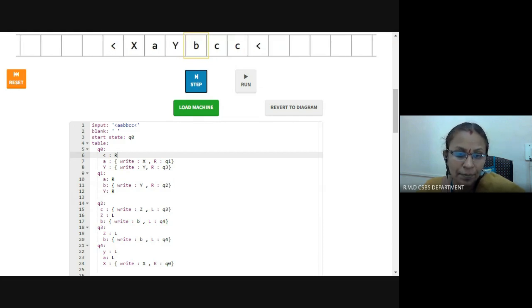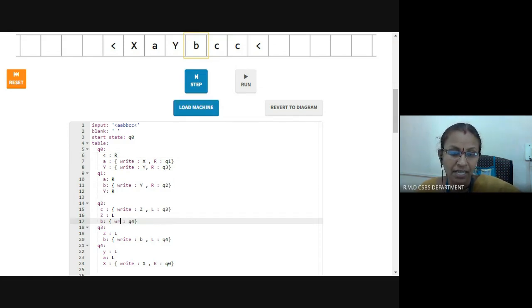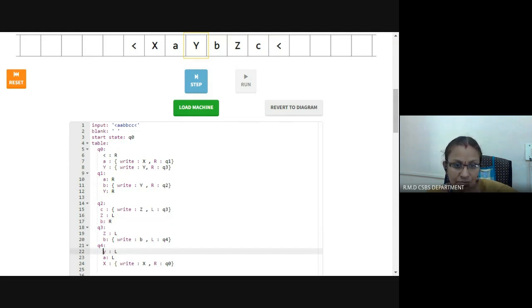Okay. Q2 on B, we don't want to do anything, we are just moving right. Okay, so we'll proceed. Then we'll change to Z. Then we'll come back. When you are coming back on Z, it is Q4. So Q4 on Y, it is left, Y we have written. So we'll change to X, we'll proceed, come back, come back, come back, then the process will start. Y, Z.